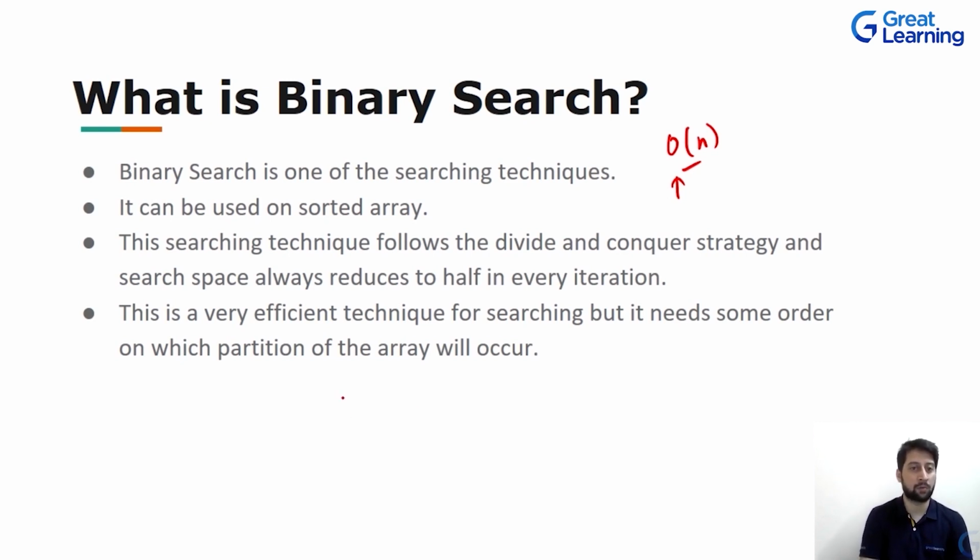Now binary search is much more efficient and it is used on a sorted array, or on an array wherein some order is maintained, because based on that order we will divide our array, right? It is a searching algorithm which follows the divide and conquer strategy. Let's suppose this is our array, and it will be divided in such a way that we can neglect one part of it, right? We will be dividing and then conquering. That means we will then be searching for our element.